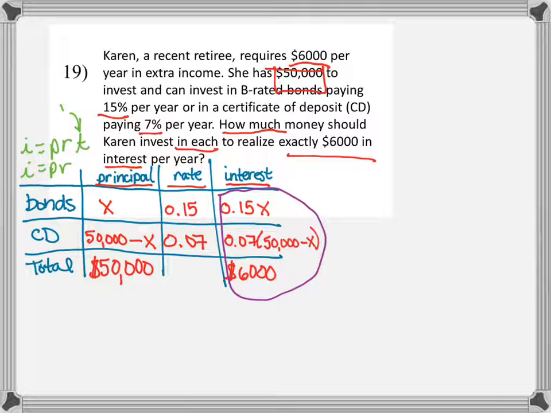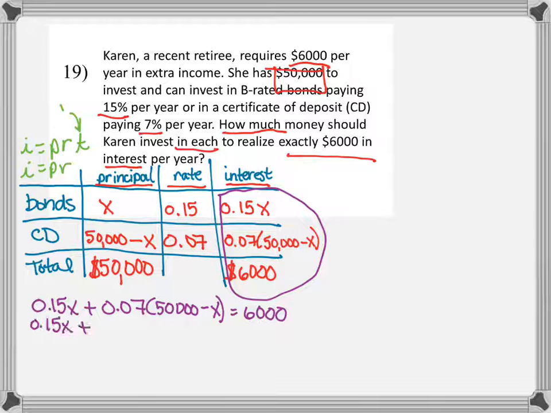Now this last column is where we will get our equation, because both the interest from the bonds and the CDs needs to add up to $6,000. So our equation will be 0.15x plus 0.07 times (50,000 minus x) equals 6,000. And this is the equation that we will solve for x. So I'll start by distributing that 0.07 to the 50,000 and getting 3,500. And then 0.07 times x, we have minus 0.07x equals 6,000.